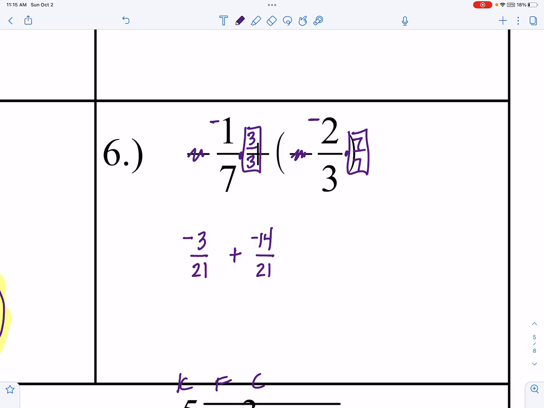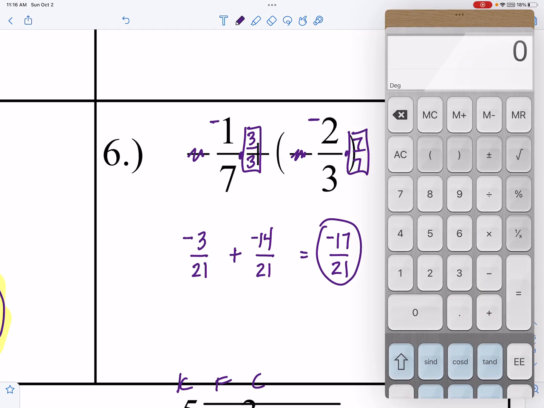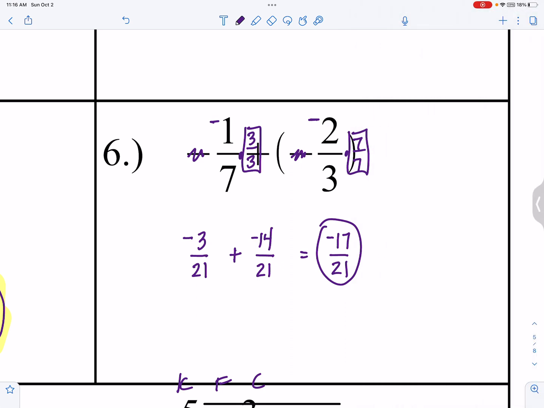I am going to sing my song, same signs, add and keep. So 14 plus 3 is -17, add and keep, over 21. We're actually done with that, okay? Like I said, if you wanted, you could have changed those to decimals, but let's see. 1 divided by 7 ends up being this really, really long repeating decimal, 0.142857, 142857. So I'm not going to do that if it's repeating.